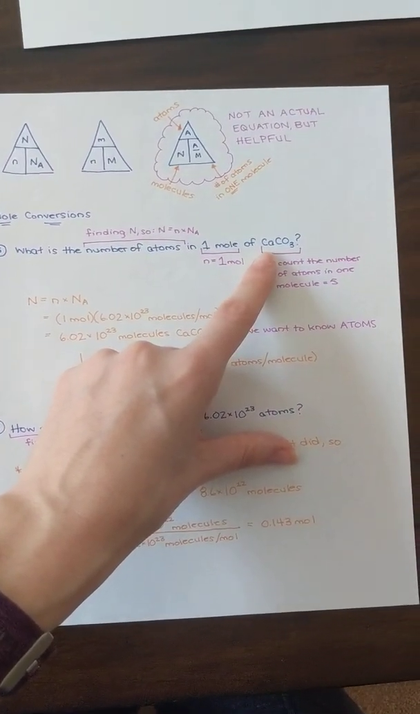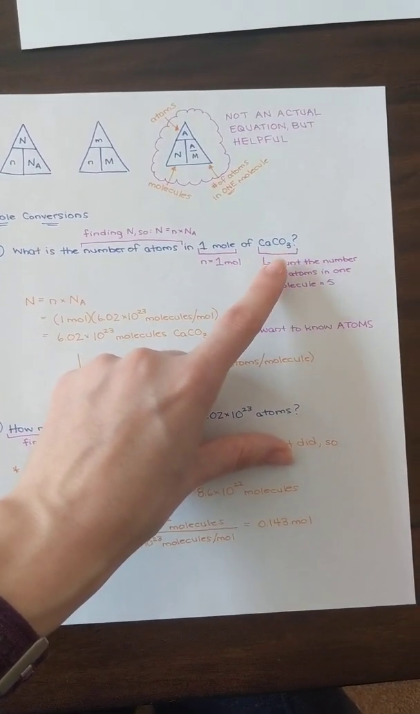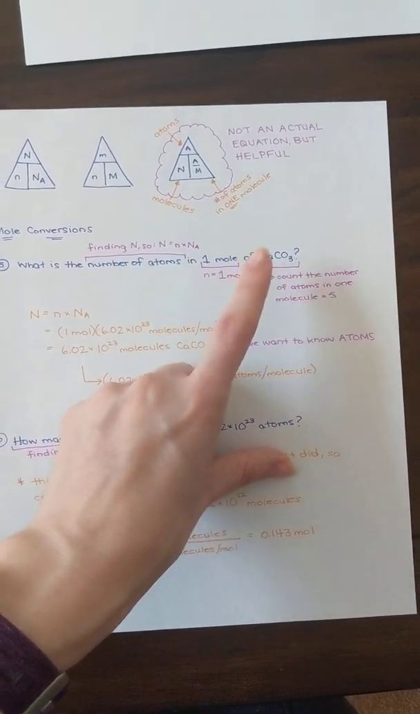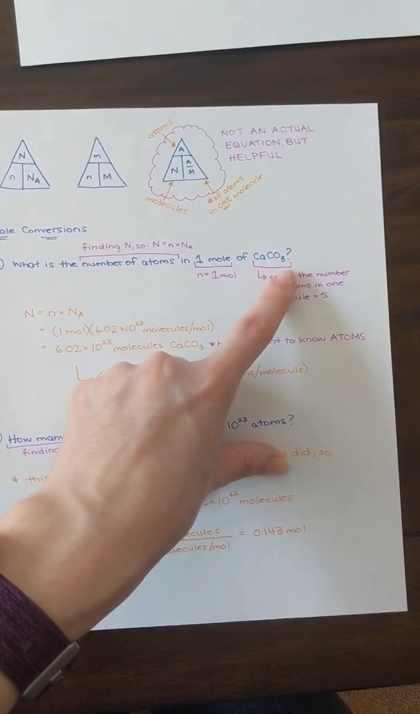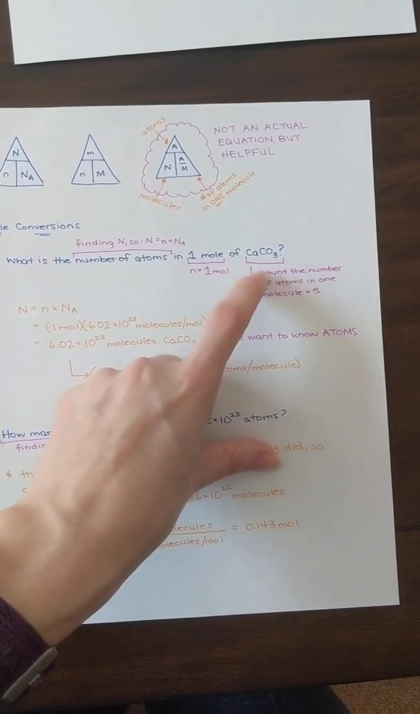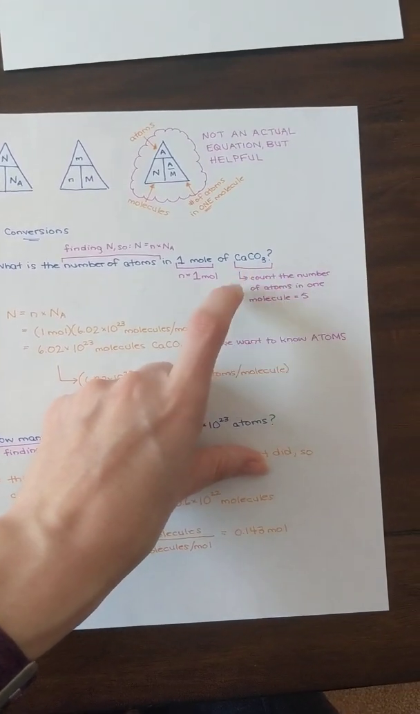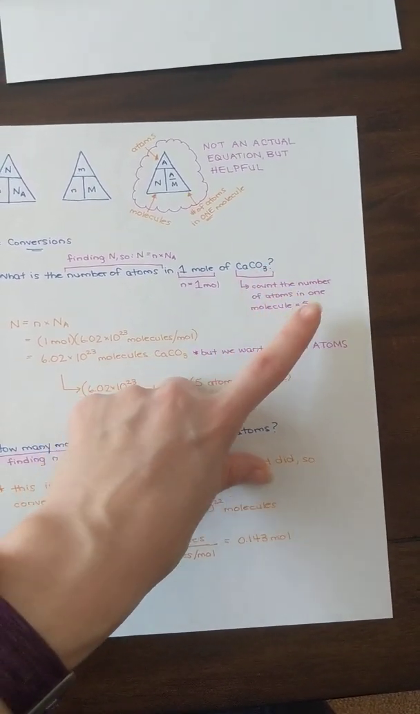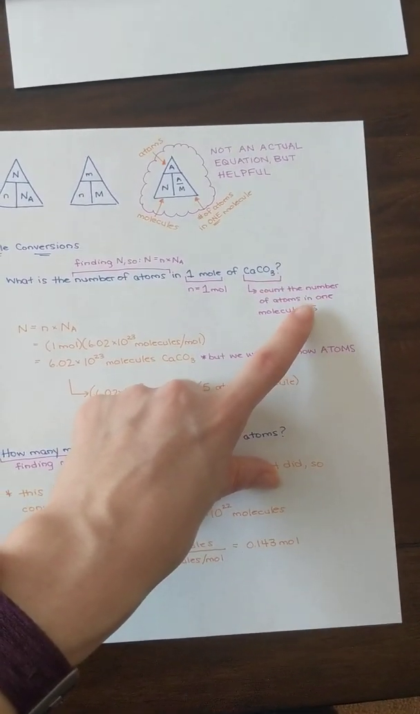We're working with CaCO3. And when you see something like what number of atoms, you're looking at how many atoms are within this molecule. So I just counted them out right from the get-go. I've got 1 Ca, 1 C, 3 Os. That means I have 5 total atoms in this molecule.